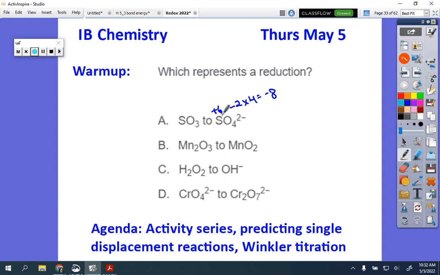Here we've got 3 oxygens. That's going to give us -6. This is going to be +6. So there is no reduction here. It's staying the same. Okay? So it's not A.